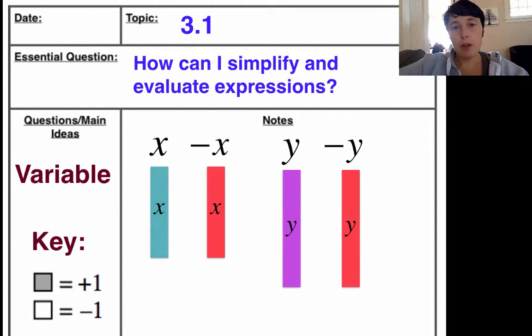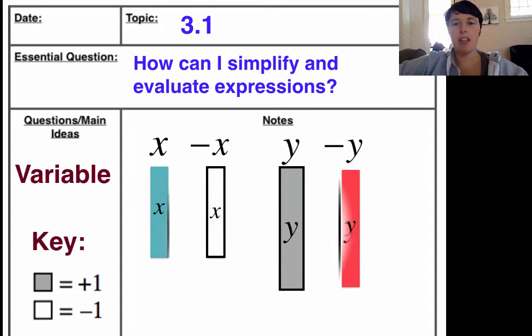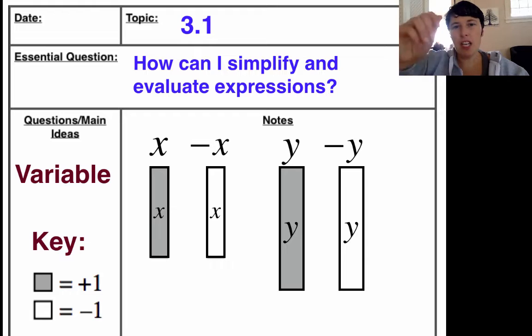So because we don't want to color it blue, red, purple, and all the colors, we're going to make it in our notes look like this. We're going to shade with our pencil the X, and we're going to leave the negative X empty and white. We're going to shade with our pencil the Y, and then we're going to leave the negative Y empty. So that's a key to help you set it up in your notebook. Now let's try some problems.